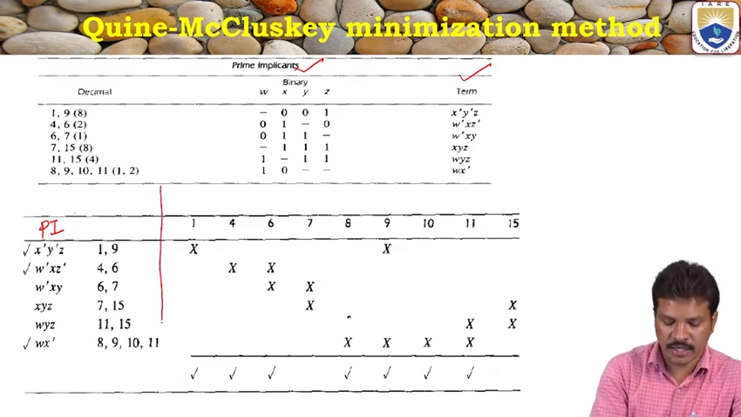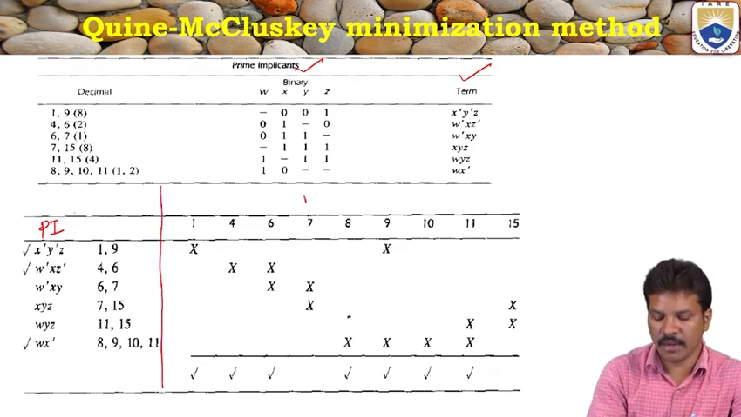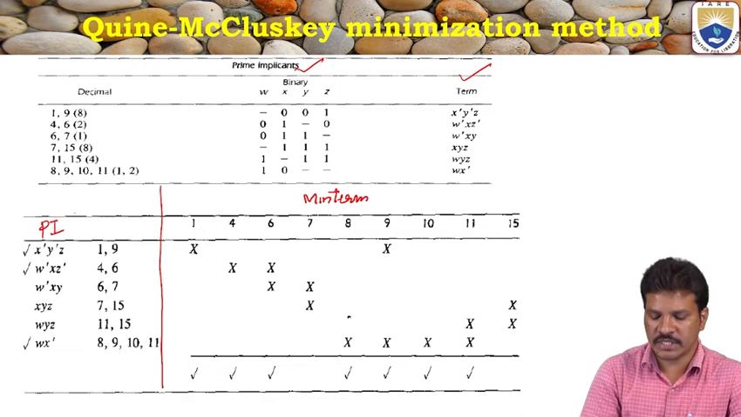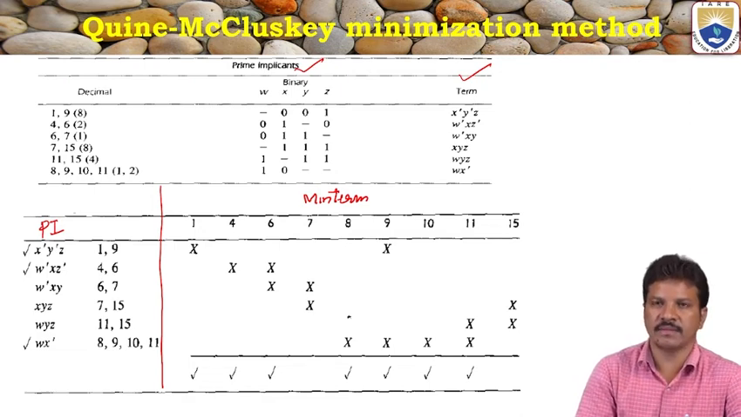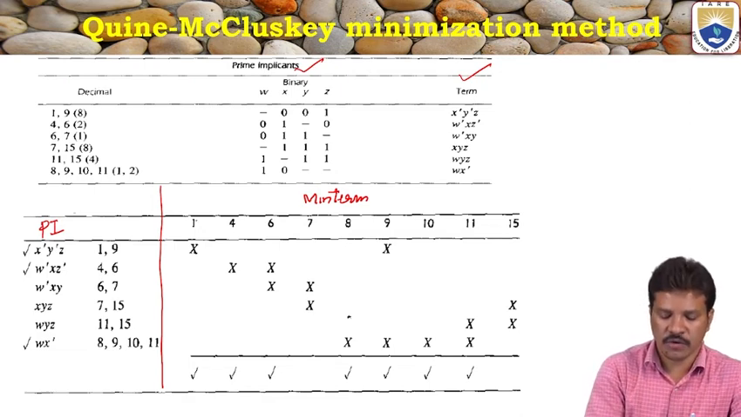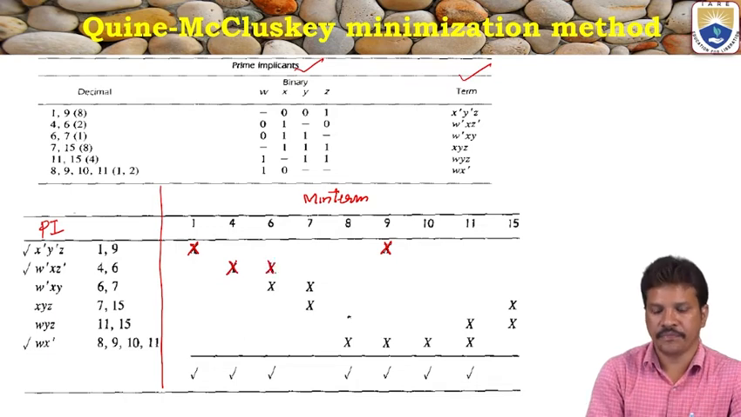And next, in the second column, we can take the minterms. In the problem given, 1, 4, 6, 7, 8, 9, 10, 11, 15 are the minterms in the Boolean function. So 1 in the first prime implicant is covered by 1, so we can take a cross mark, and 9 is also there, we can take a cross mark. The second prime implicant, 4, 6. In order to cover this prime implicant, we have 4 and 6.